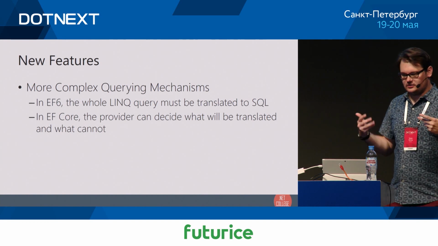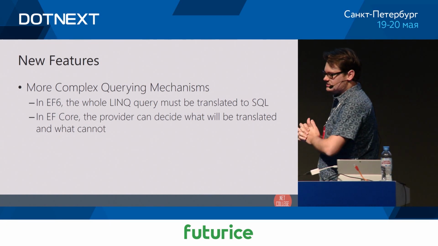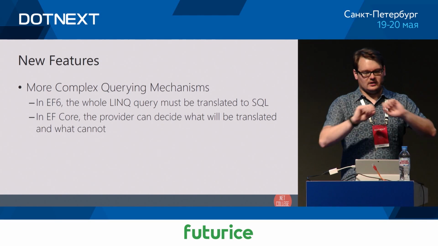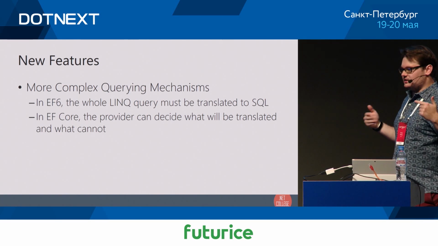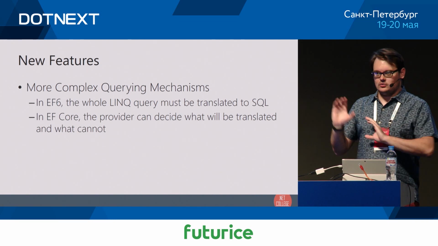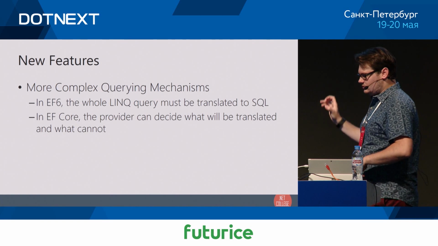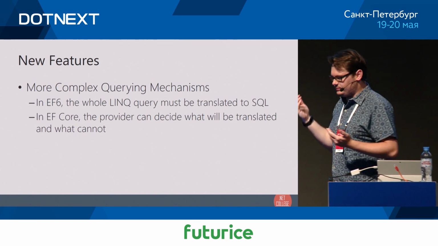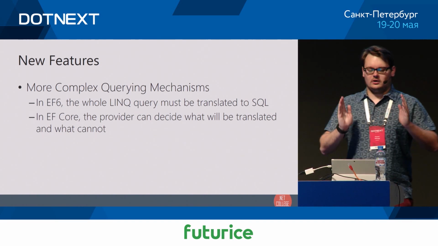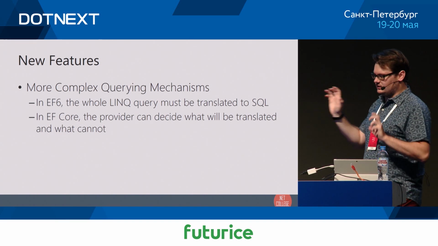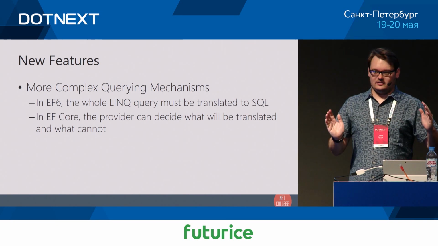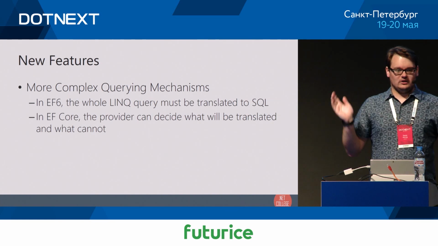Also, the querying mechanism and query infrastructure was changed. In old Entity Framework, if you write a LINQ query, the provider had to convert the whole query, the entire query, in SQL. In one SQL, and the infrastructure didn't expect some sophisticated things. Entity Framework Core changed the internal limitations, so the provider itself can decide what to do with the LINQ query.